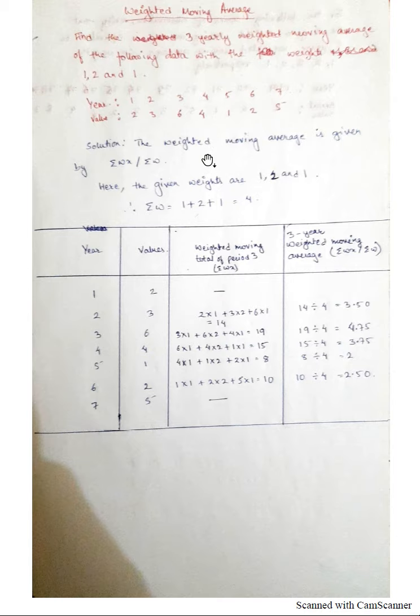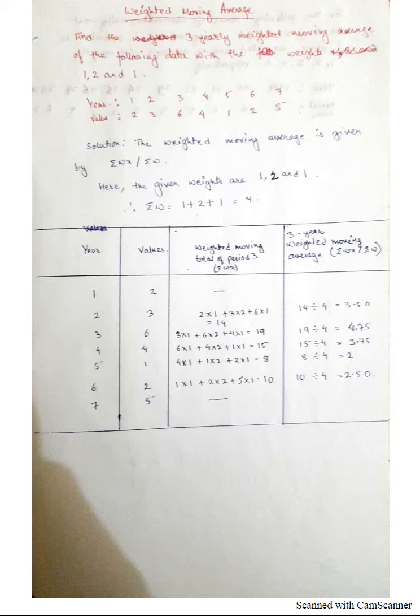Now the solution, the weighted moving average is given by summation wx divided by summation w. So what is summation wx? We will look at it later. So first let us see what is summation w. Summation w is the sum of all the weights given. We are given 3 weights, 1, 2 and 1. Therefore summation w is equal to 1 plus 2 plus 1, which is equal to 4. So what summation w is, is clear to us.